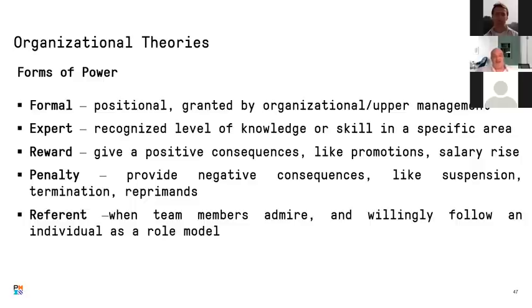The last one is the referent. This is where you don't have a title. You don't have more experience, but people admire you and willingly choose someone that they can really follow as a form of power. Referent is not written anywhere. It is not formal. He cannot give me a reward. She cannot give me a penalty. However, I like this person and I trust this person, so I will follow this person.